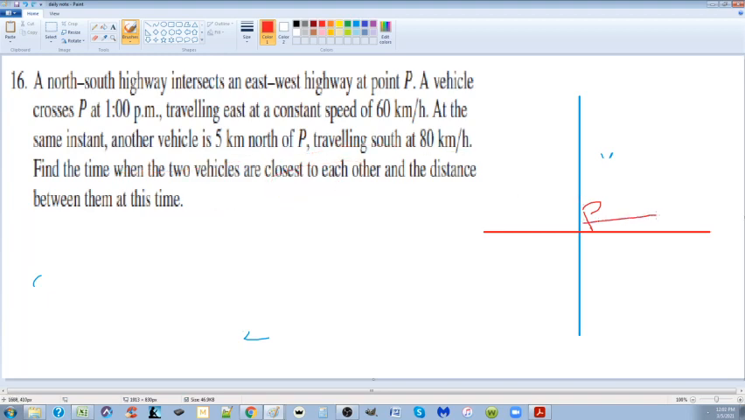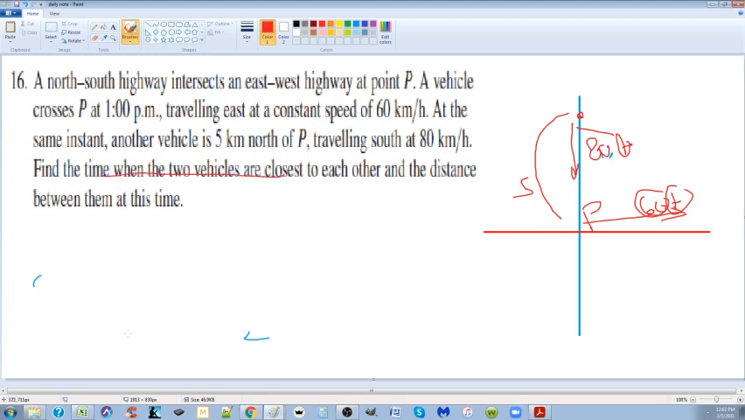So he's going this way, east, and he's going 60 times t. 60 speed times t time is his distance. Another vehicle is 5 kilometers north. Okay, so this whole distance is 5. And he's traveling south at 80 t this way. Well, he's traveling south at 80, but 80 times t is the distance he crosses. Find the time when the two vehicles are closest.